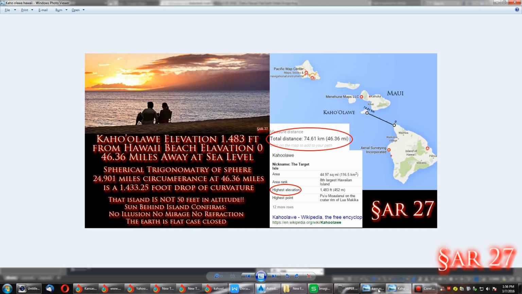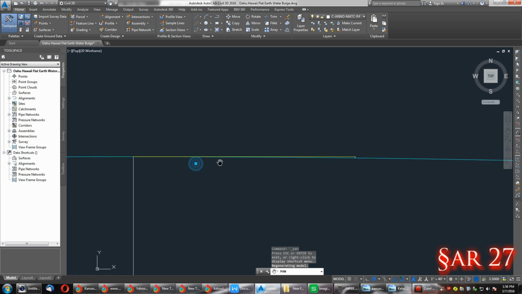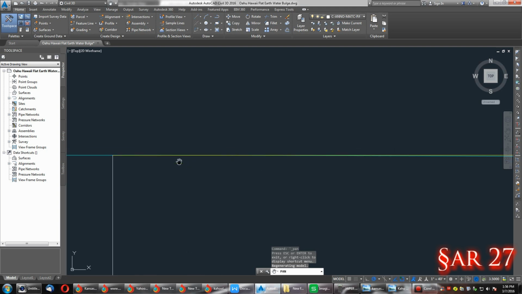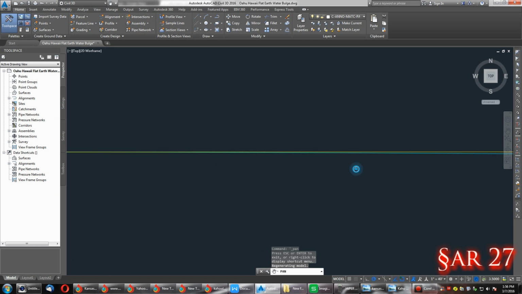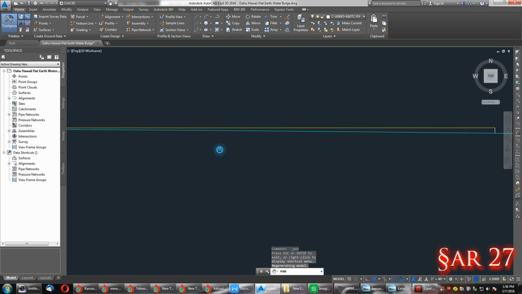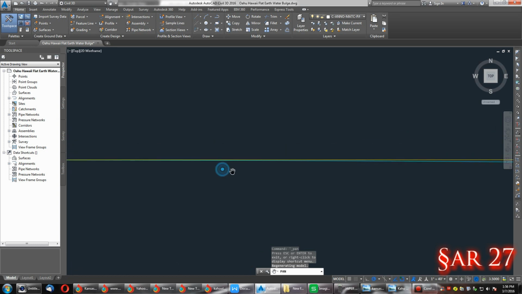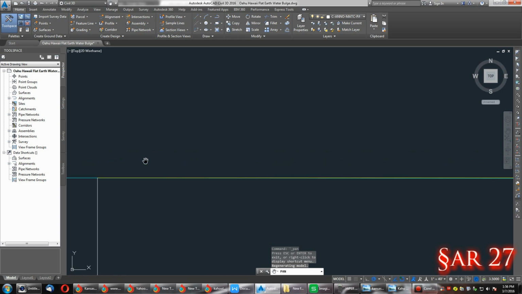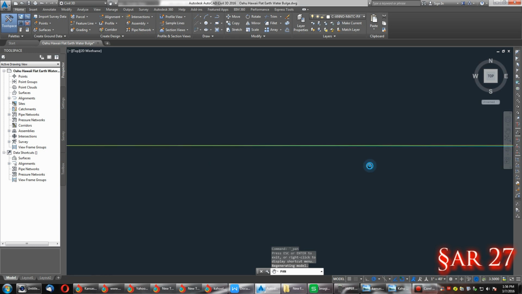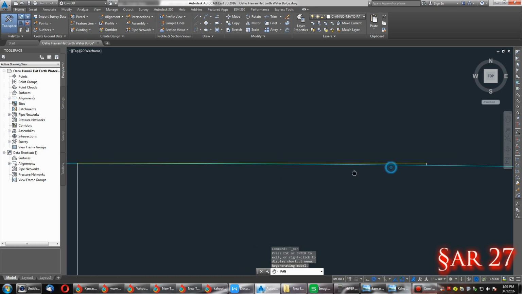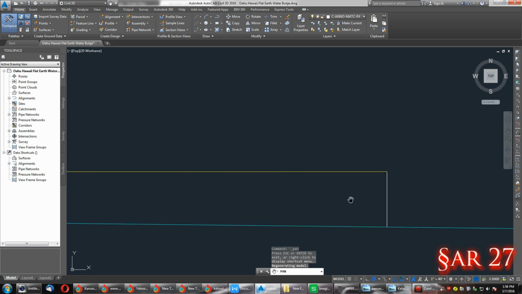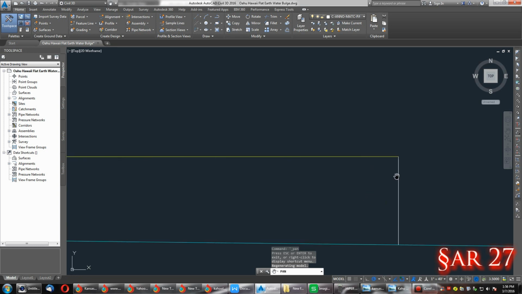Now, we go back and look at the round Earth, just look at how much is in the way. Look at that. That much. There's hundreds and hundreds of feet of curvature of the water in the way of this island, and then it's only 50 feet.